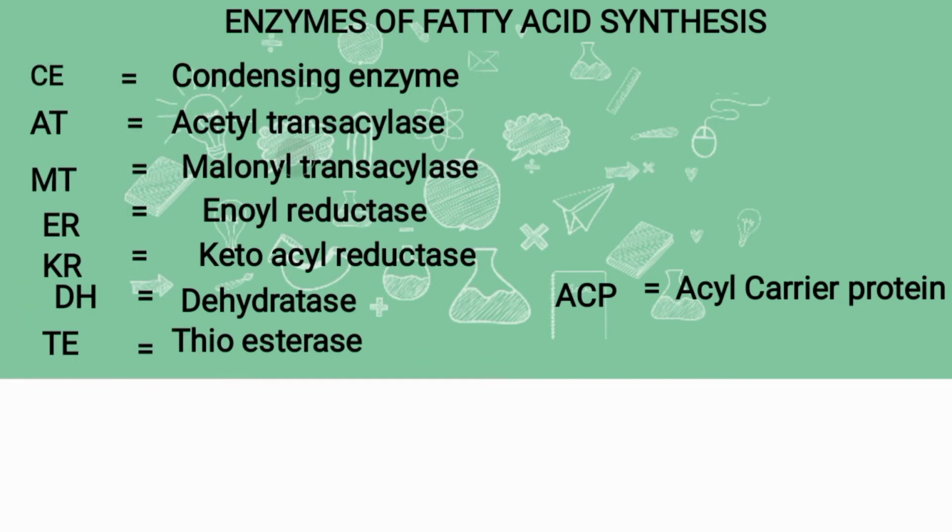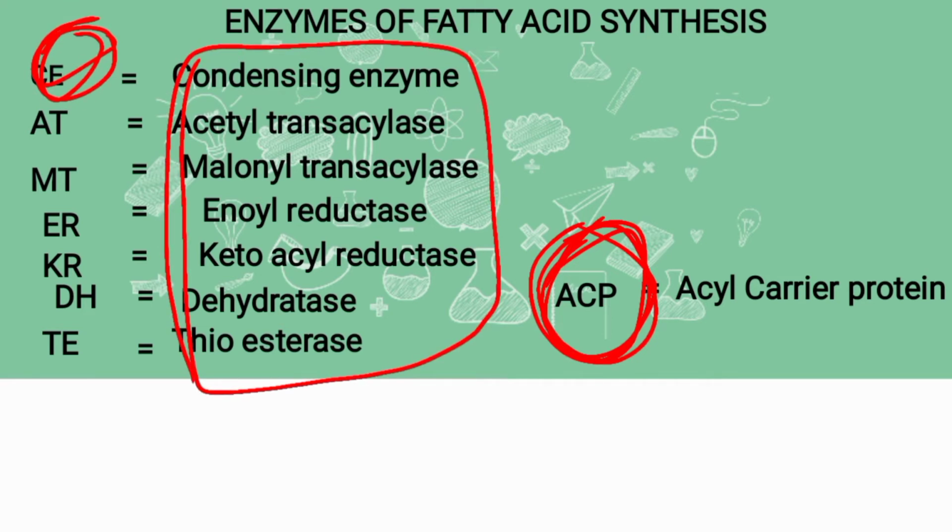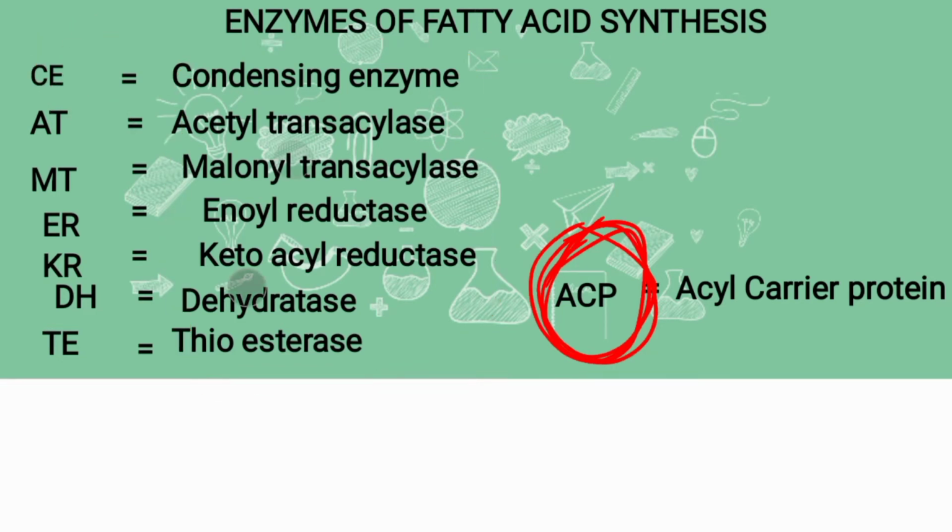The full name of this enzyme, condensing enzyme, and this carrier protein, acyl carrier protein, is very important, because when we do the video on the pathways, you will see that we make use of the abbreviations of these two, the condensing enzyme and the acyl carrier protein. So it will be very important for us to take note of the full names. These enzymes are further grouped into units. So we'll take on the units.